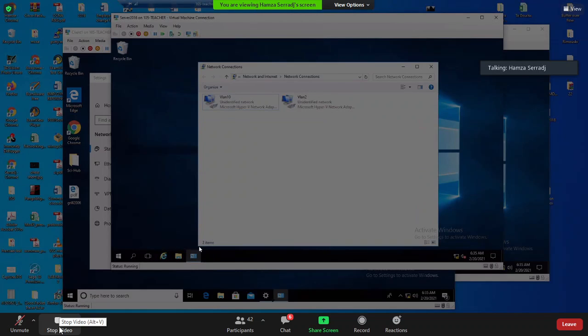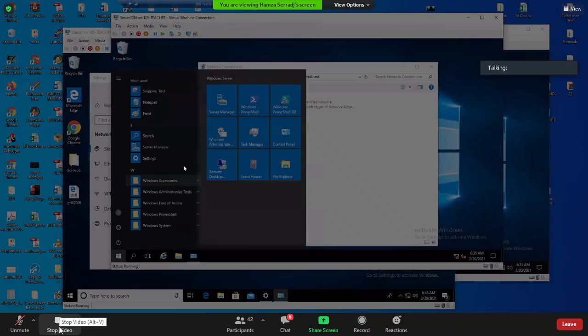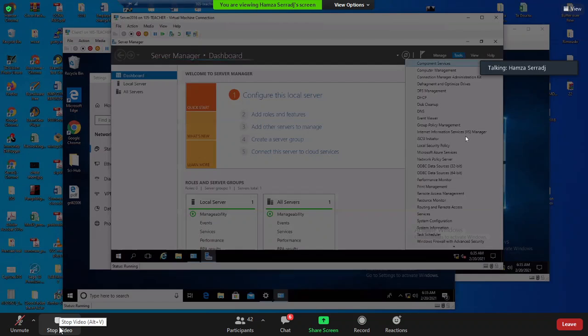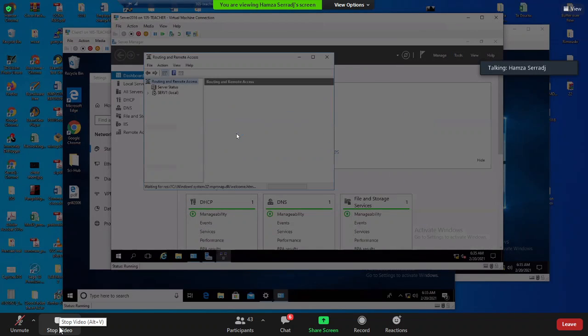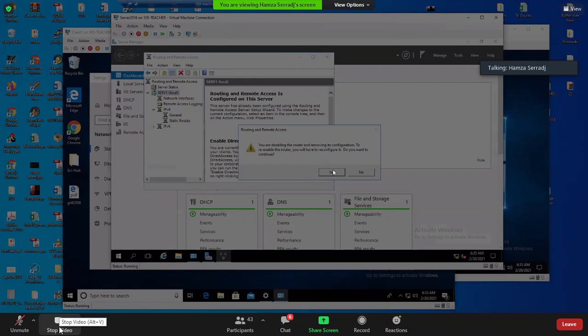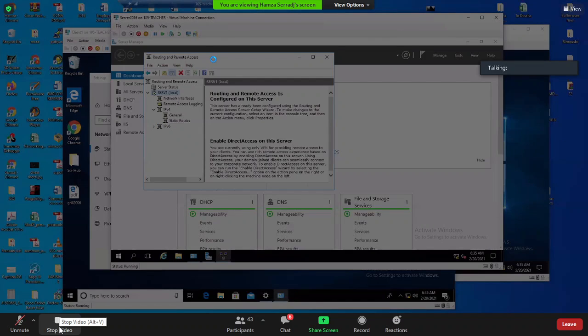So I'm gonna delete that one and do a new one. Yeah, Server Manager. Go to Tools, Routing and Remote Access. I already have the routing here. I will delete everything here, right? So I'm gonna disable routing and I will create a new one. Just reviewing this.